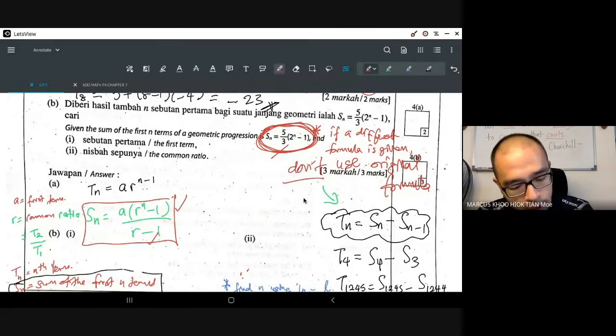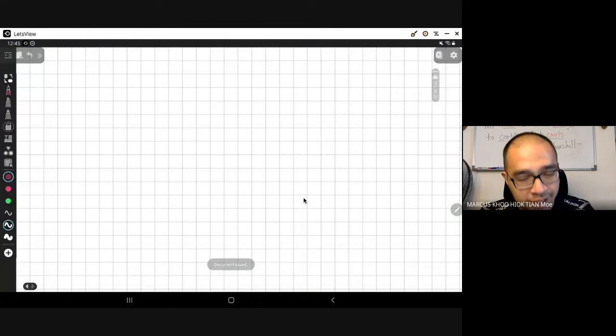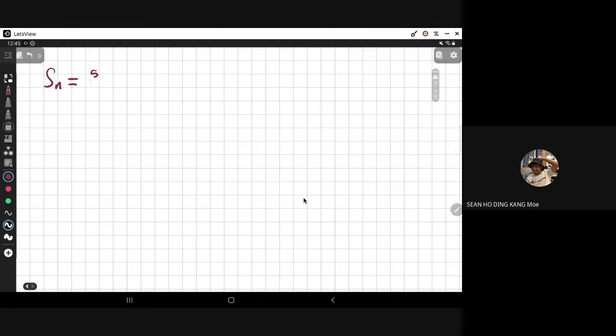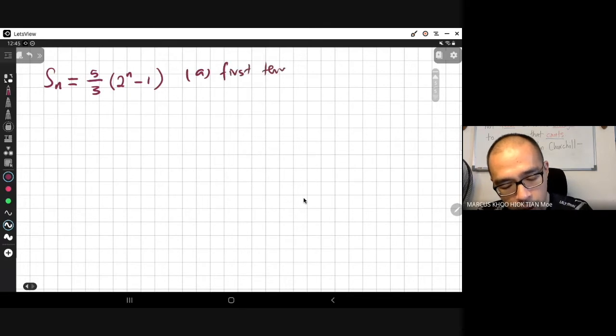So now we need to find the first term and then the common ratio. So I need to change the screens for this lah. Can somebody please read me the formula, please? Sn is what? I think I saw a 5 over something. Over 3. Okay, and then? And then in bracket 2 to the power of n minus 1. Okay, thank you. So you are required to find the first term, and then secondly is the common ratio. Am I right?